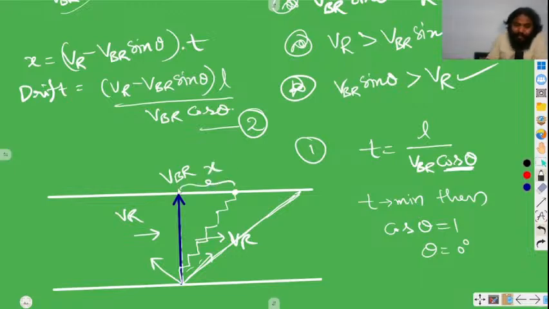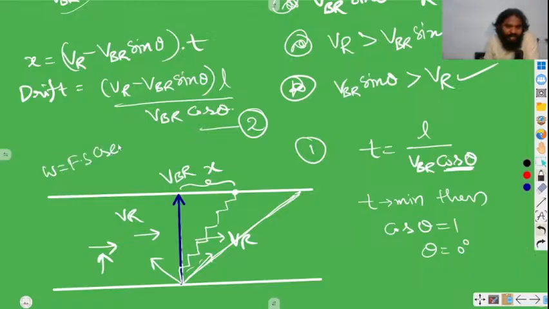At the same time, you are not opposing the river velocity, and here the river velocity is perpendicular to your velocity. Then it never changes your effect, because work done is equal to Fs cos theta. Here the angle between these two velocities is 90 degrees. Cos 90 is 0, so the work done by the river on you is 0. That is why you don't have to face much effort, so you can easily reach the opposite bank in less time.